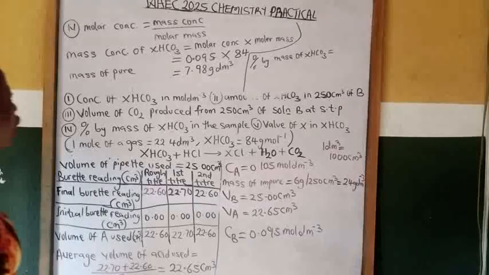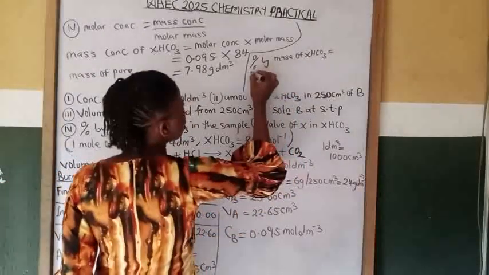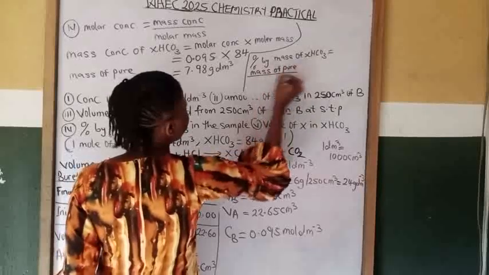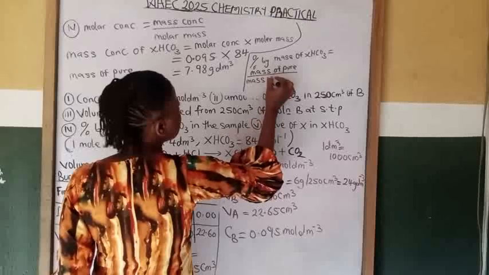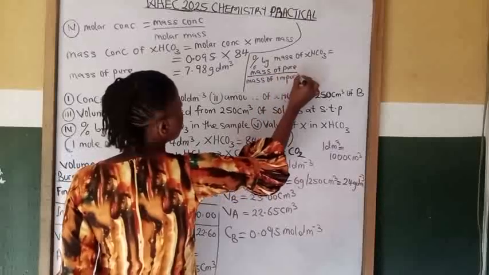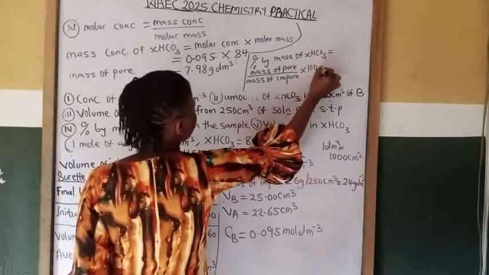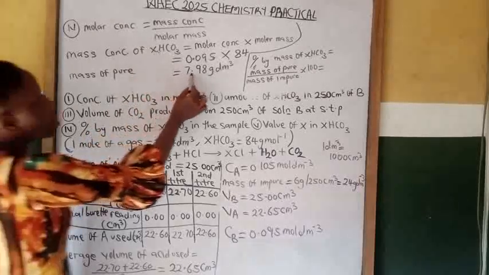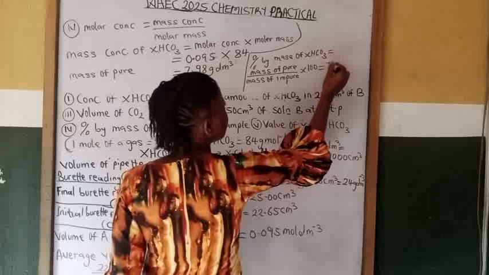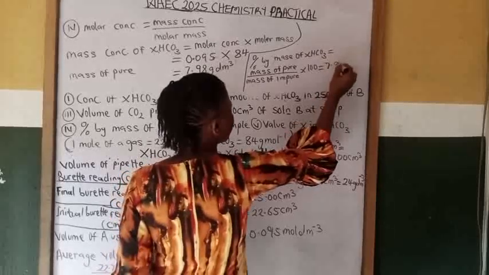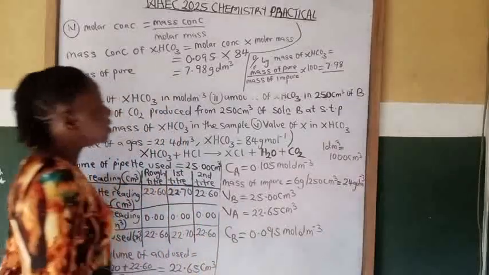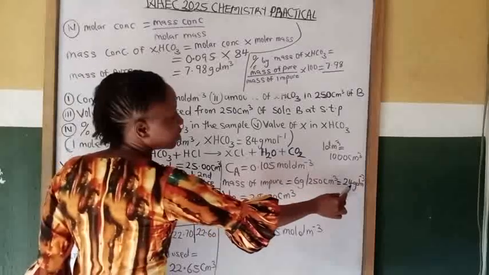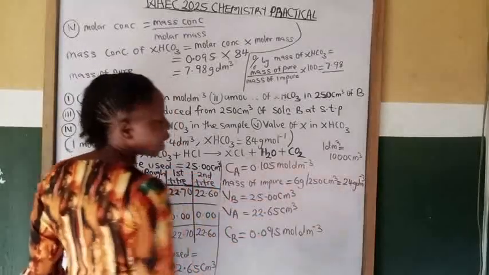So it should be the percentage purity equal to the mass of pure divided by the mass of impure, times 100. The mass of pure is the mass concentration of our base, which is 7.98. So 7.98 divided by the mass of impure. Our mass of impure is 24 gram per dm cube.